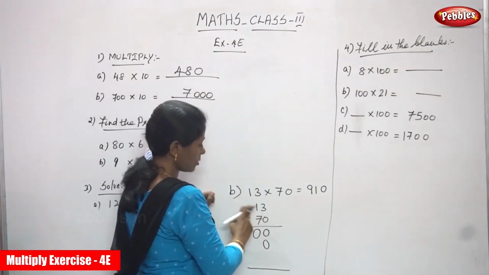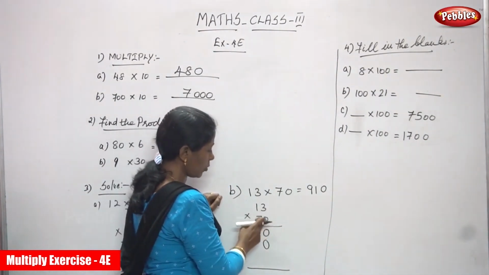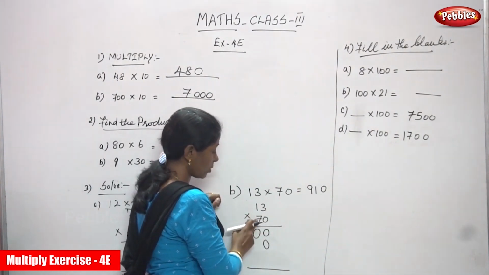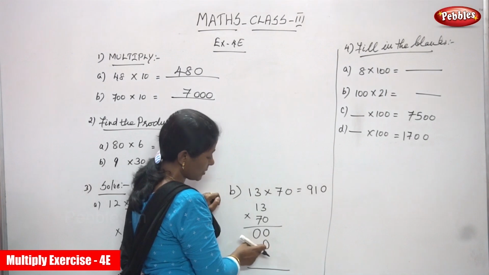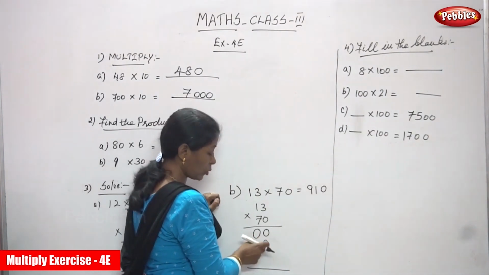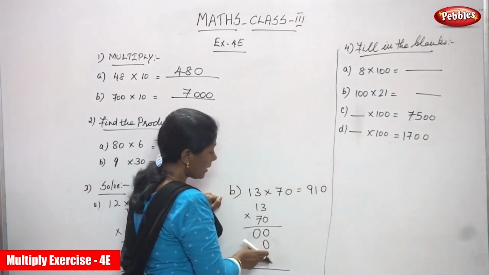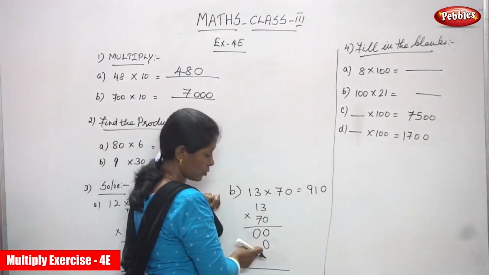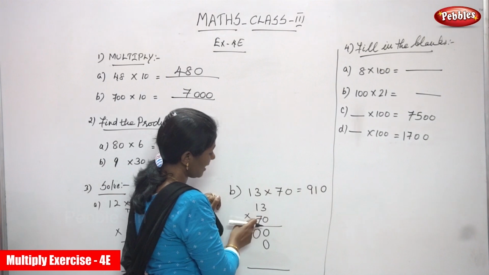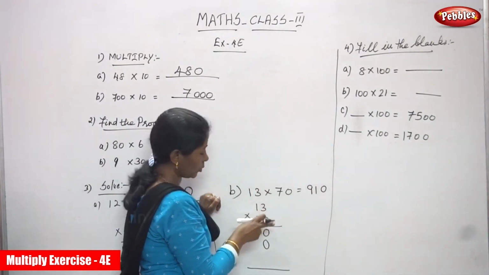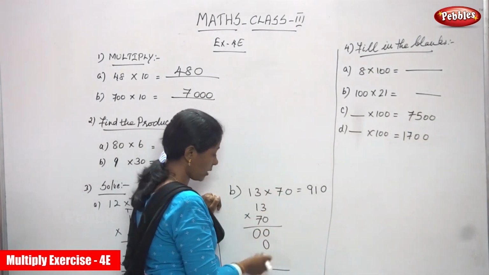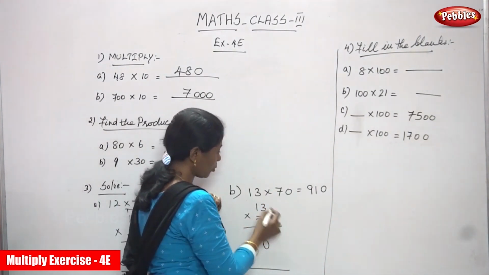Now 7 is in the tens place, so in the ones place you must write 0, because now I am going to multiply by 10. That is the reason I must put 0 in the ones place. So 7 3s are 21. You know this: 7 1s are 7, 7 2s are 14, 7 3s are 21. So I must write 21.